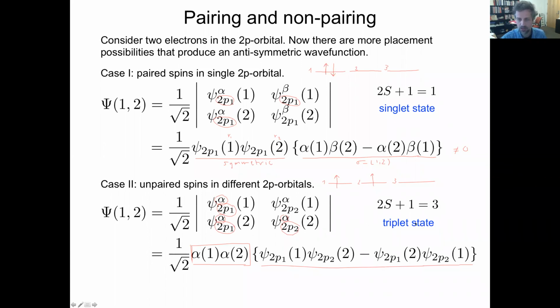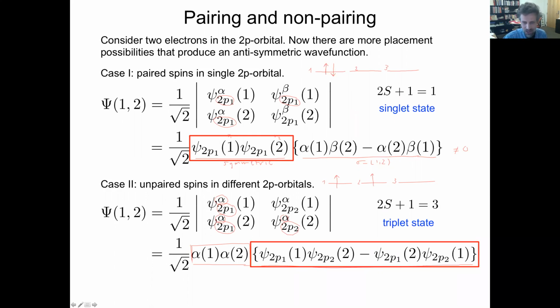So the spin state is triplet, and that means that the orbital state is antisymmetric. So for a triplet spin state, I have an antisymmetric orbital state. For a singlet spin state, I have a symmetric orbital state. All right, so let's look at the following cases: the symmetric spin state here and the antisymmetric spin state in case number 2. It's different.